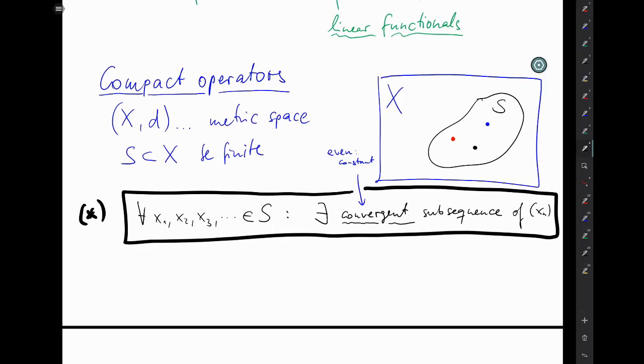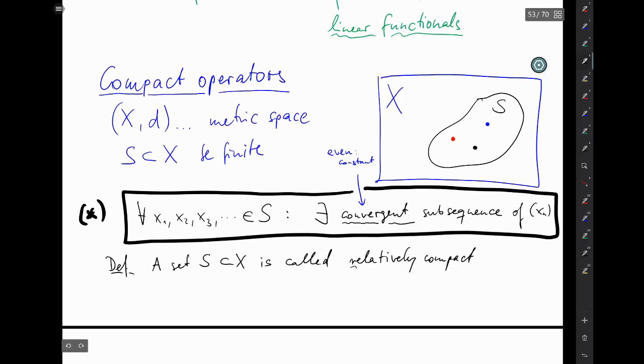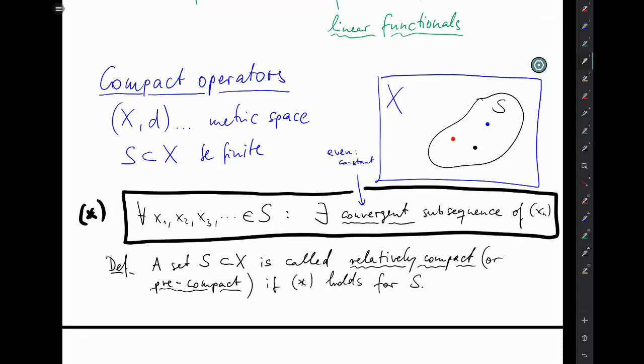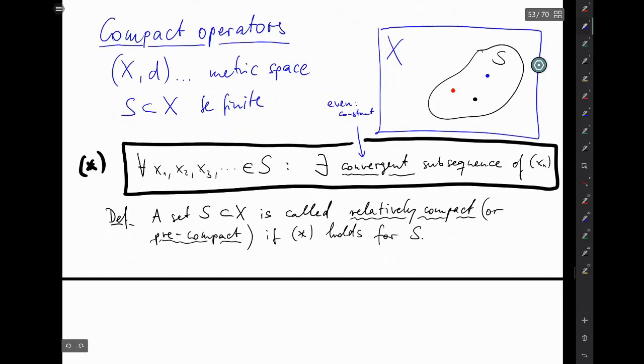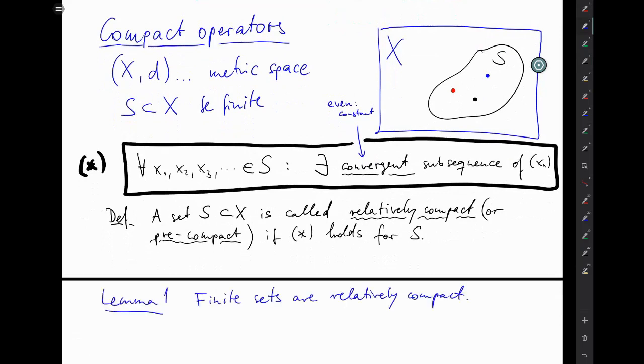And that is clearly a property of the set S. And here's already our first definition. We say that a set S is relatively compact, or some books prefer to say pre-compact, if the property star holds for S. So first immediate consequence of this definition is lemma 1, finite sets are relatively compact, because this is what we say here, right? When you're a finite set, then you're subject to property star, and that's exactly what we call relatively compact sets here.